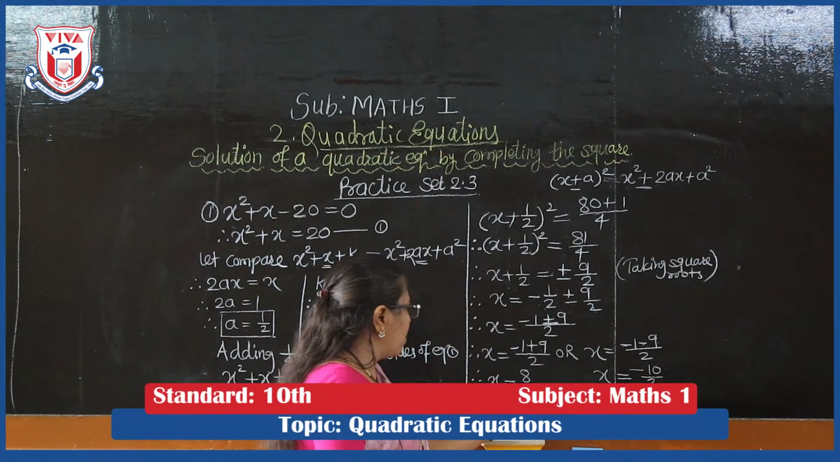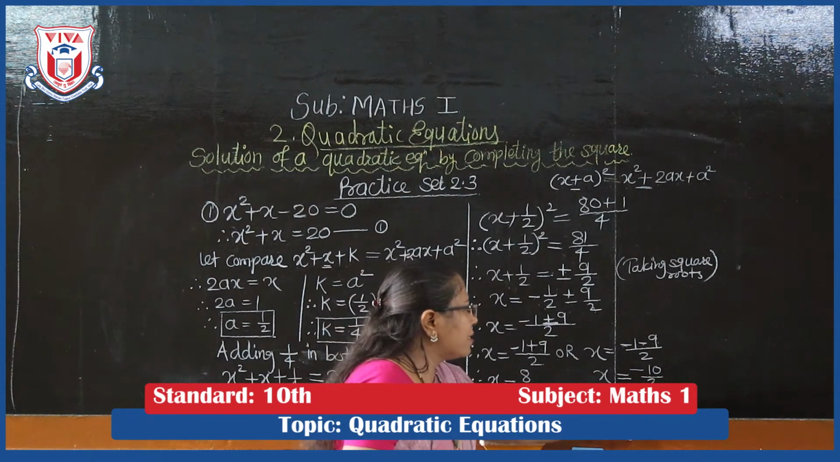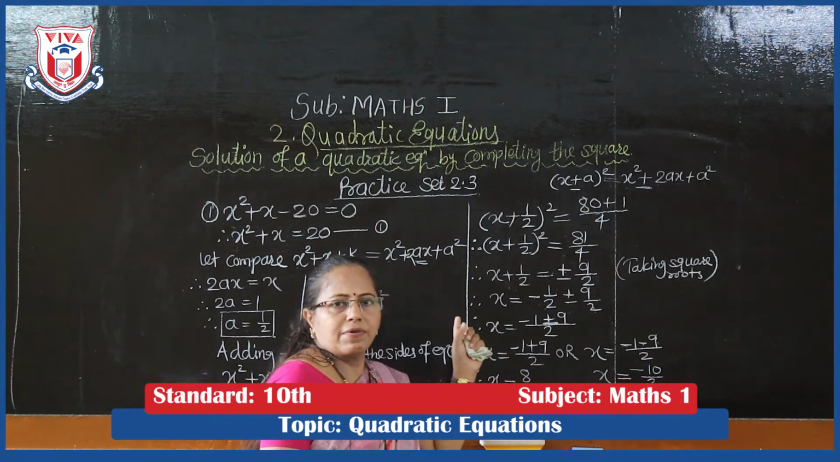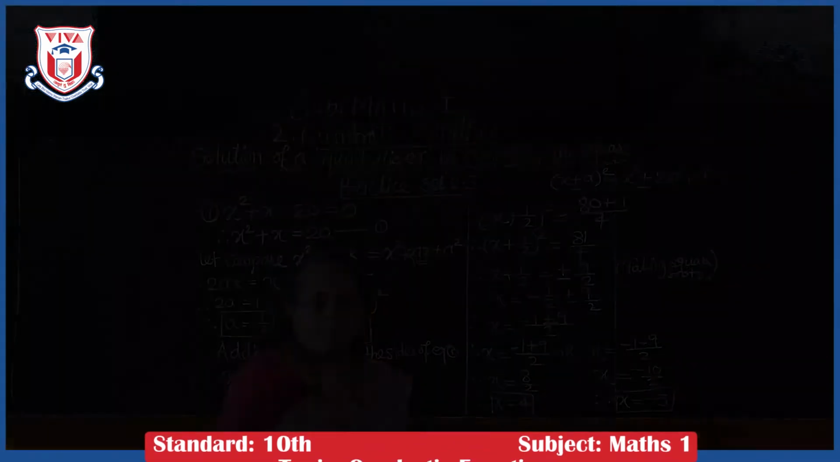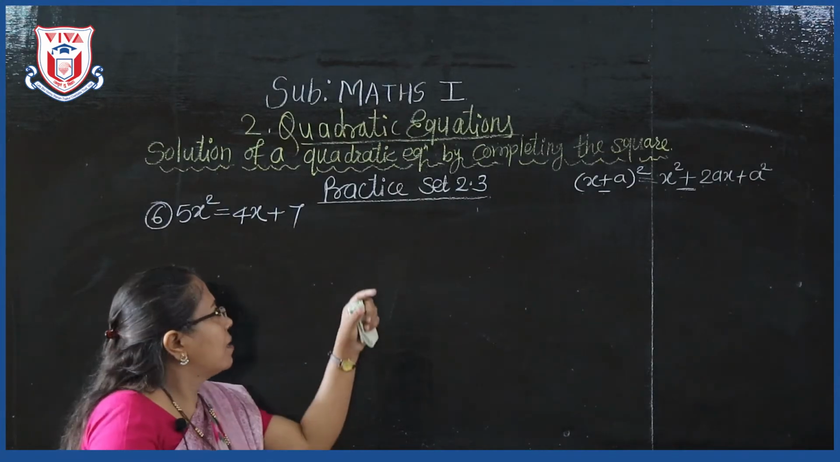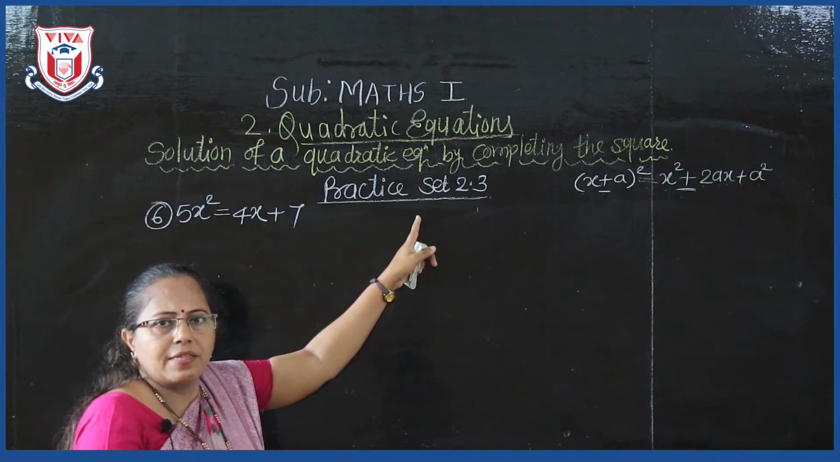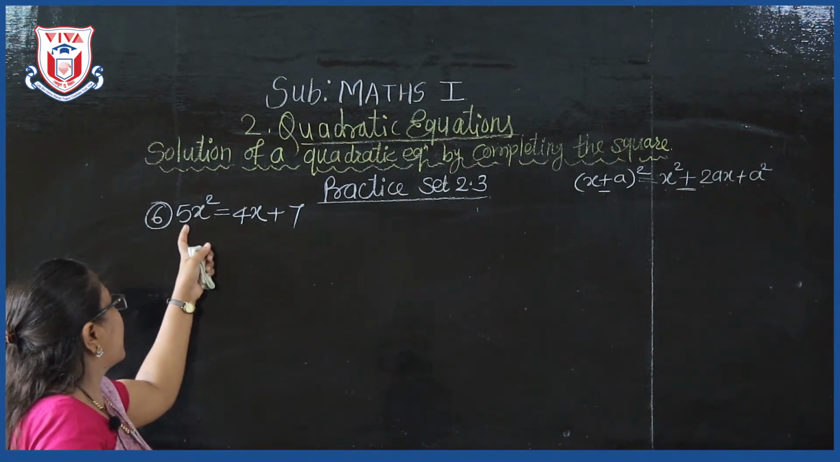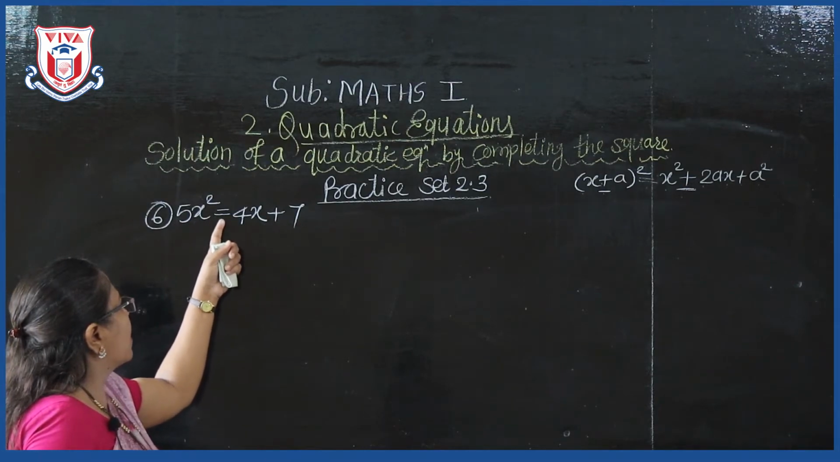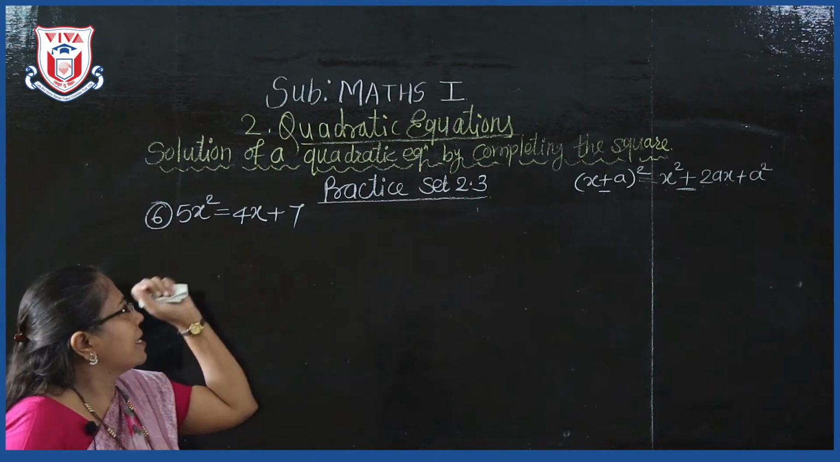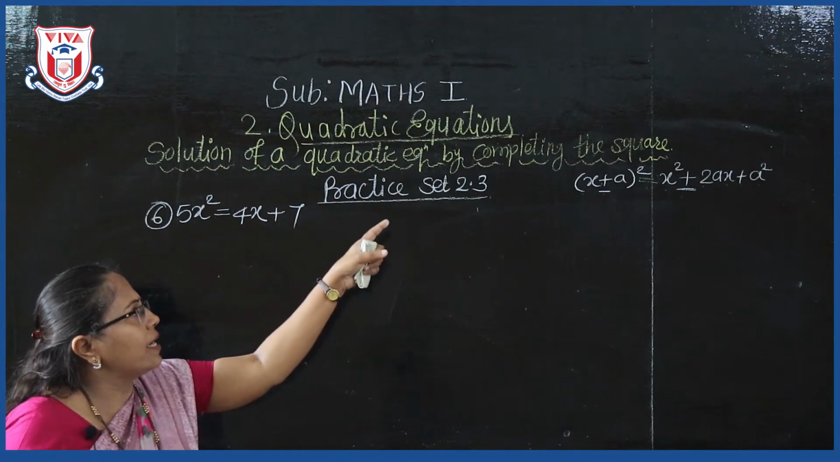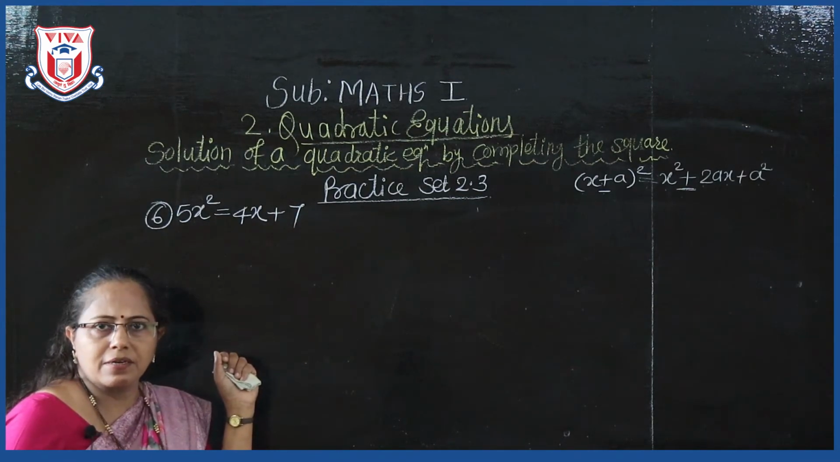Followed? So 4 and minus 5 are the roots of the given quadratic equation. This is the answer. Followed? Let us solve one more example from practice set 2.3. The equation is 5x square equal to 4x plus 7. This equation we have to solve using the completing the square method.